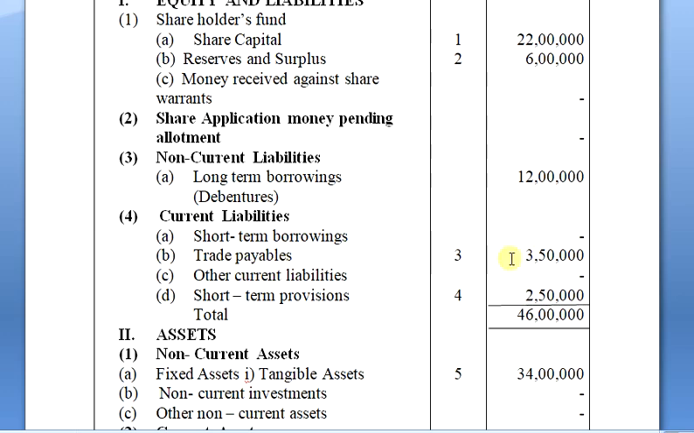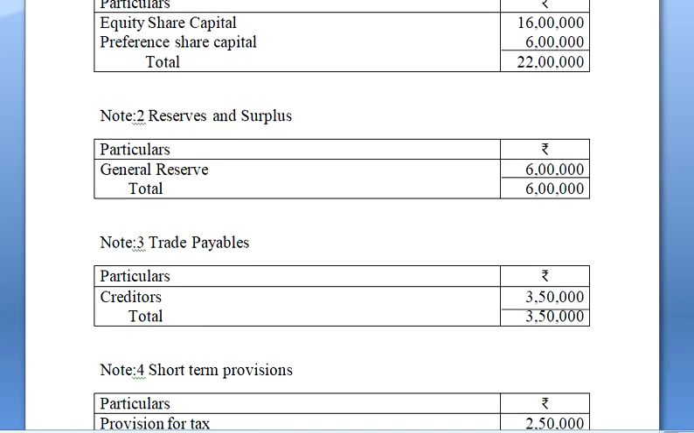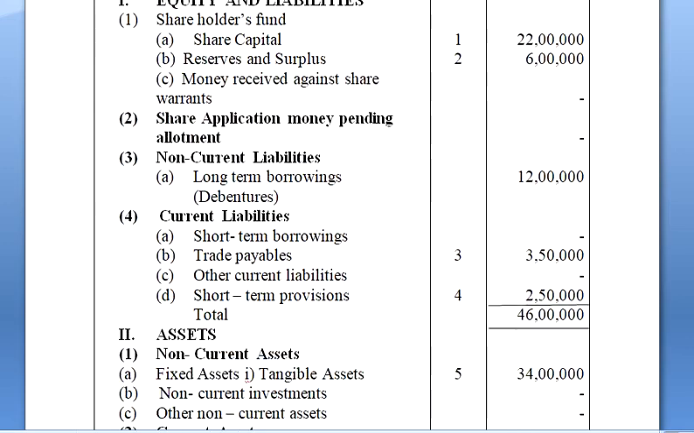Trade payables, note number 3, we have maintained. What are the trade payables we will be getting? Listen here, trade payables, only creditors is there, 3,50,000, as it is we have taken. This note also should be maintained in the book, my dear students. After the solution there should also be a note. That note number only we are recording here. See here, trade payables, note number 3, 3,50,000.